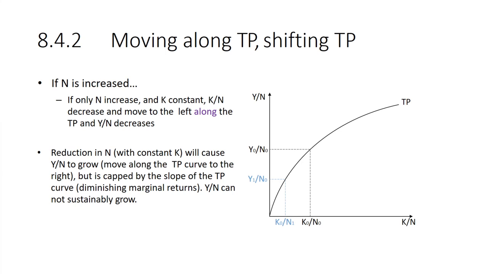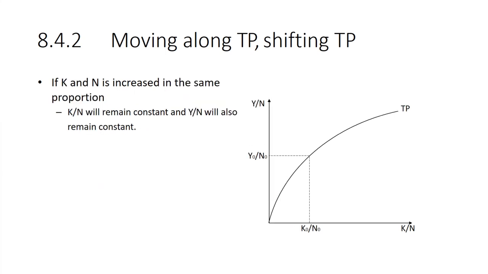And again, diminishing marginal returns to labor results in this TP slope being positive but diminishing over time. So if the strategy was to decrease labor and increase your output per person, you would ultimately be capped or limited by the slope of the TP curve, and you can only decrease labor up to a point. So that could be a strategy, but it has limitations.